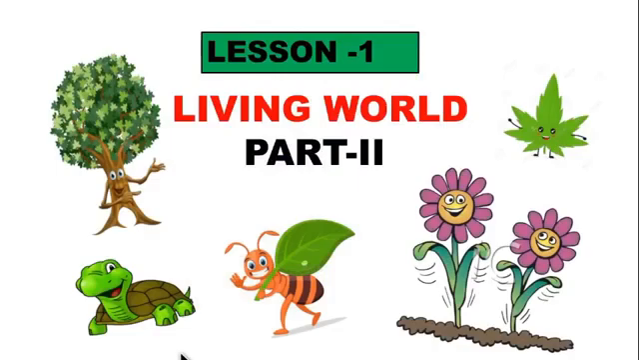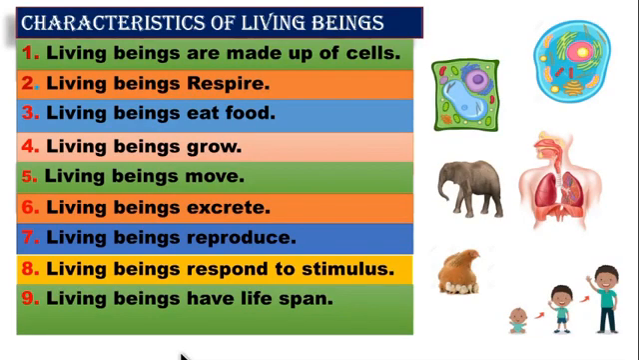First lesson's second part, because we have already started the first lesson in the last video, isn't it? So we have started characteristics of living beings. In that we have finished four points: living beings are made up of cells, living beings respire, living beings eat food, living beings grow. So now we are going to start from the fifth point.